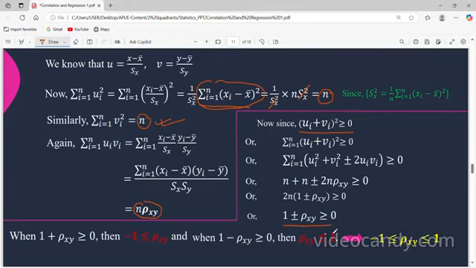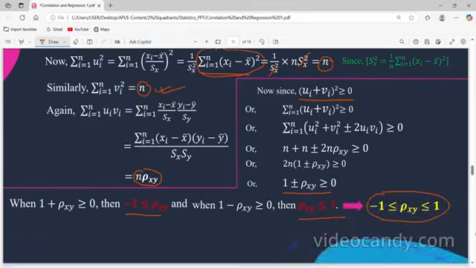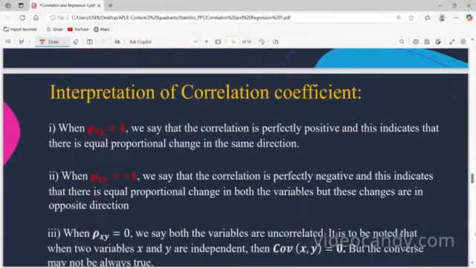So here two cases arise, 1 plus and 1 minus. When 1 plus rho of xy is greater than or equal to 0, then we can write -1 less than or equal to rho of xy. When 1 minus rho of xy is greater than or equal to 0, we can say rho of xy is less than or equal to 1. So after combining this one and this one, we reach -1 less than or equal to rho of xy less than or equal to 1. Okay.